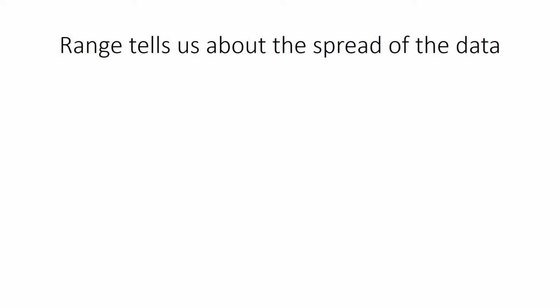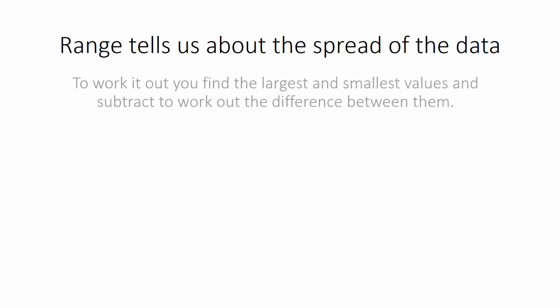So next we're going to look at range, and this tells us about the spread of the data, how varied it is or how consistent. To work it out, you find the largest and the smallest values and you subtract the smallest from the largest to work out the difference between them.